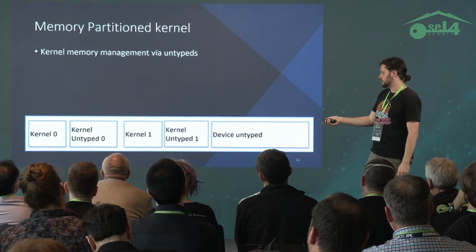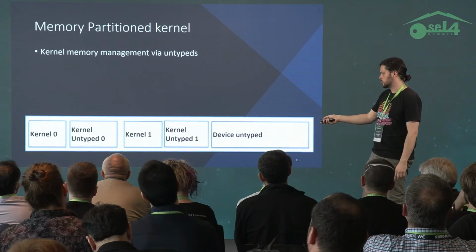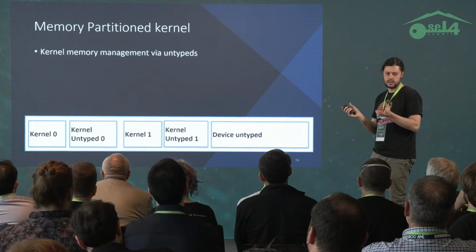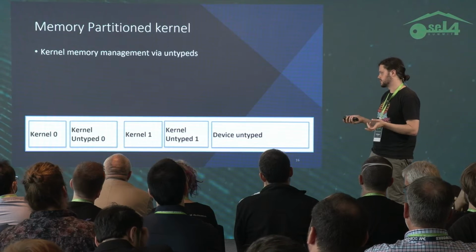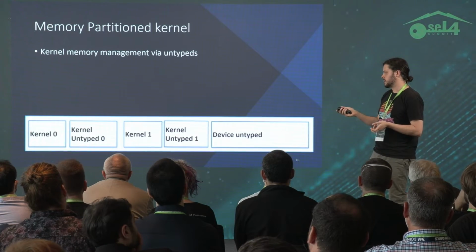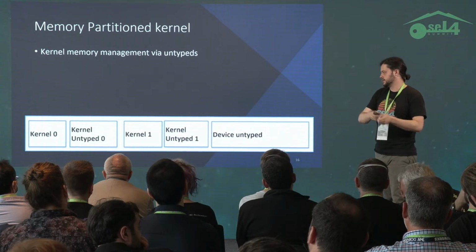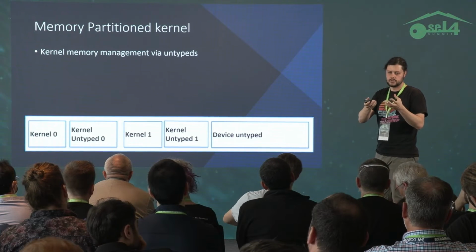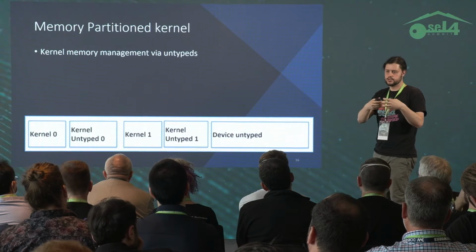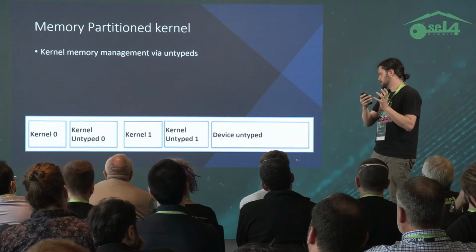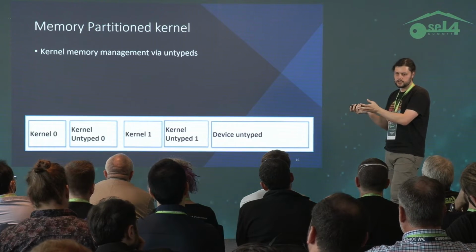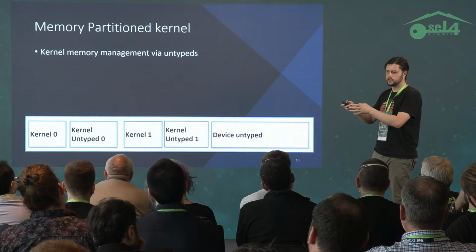What we've got here is two kernels, kernel 0 and kernel 1. Those are the kernel images in memory, so it's the globals stuff that's very static. And then there are two sets of untypes. In our partitioned world, we have core 0, which has its set of kernel untypes, and it's allowed to use them to create things like threads and CNodes and other magical capabilities. And the other kernel gets its own set of kernel untypes to use for its system.